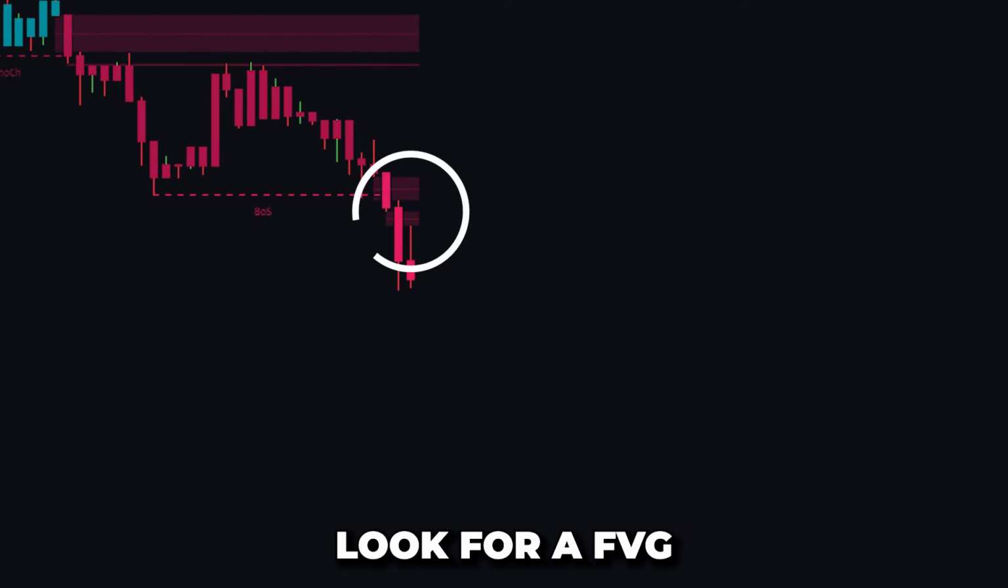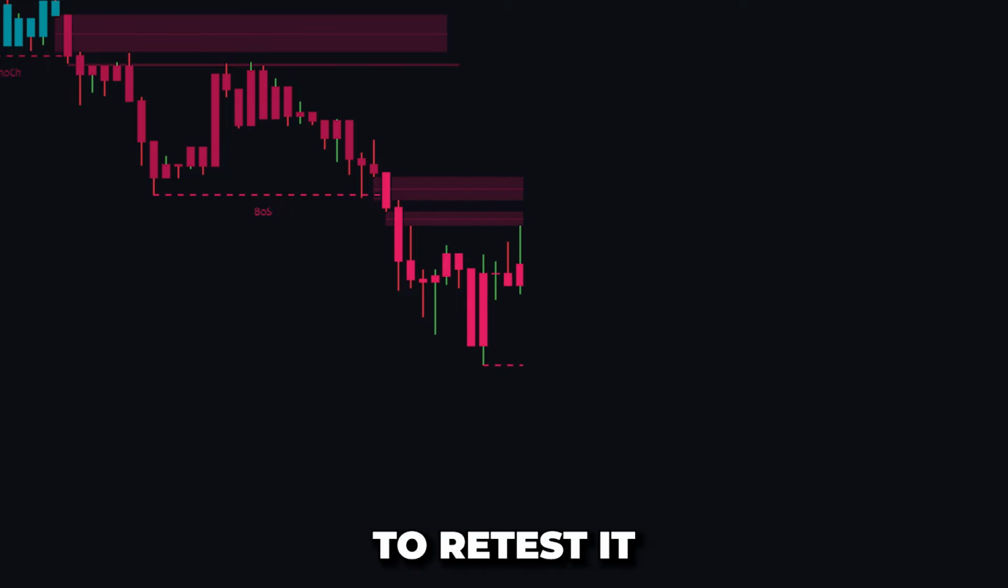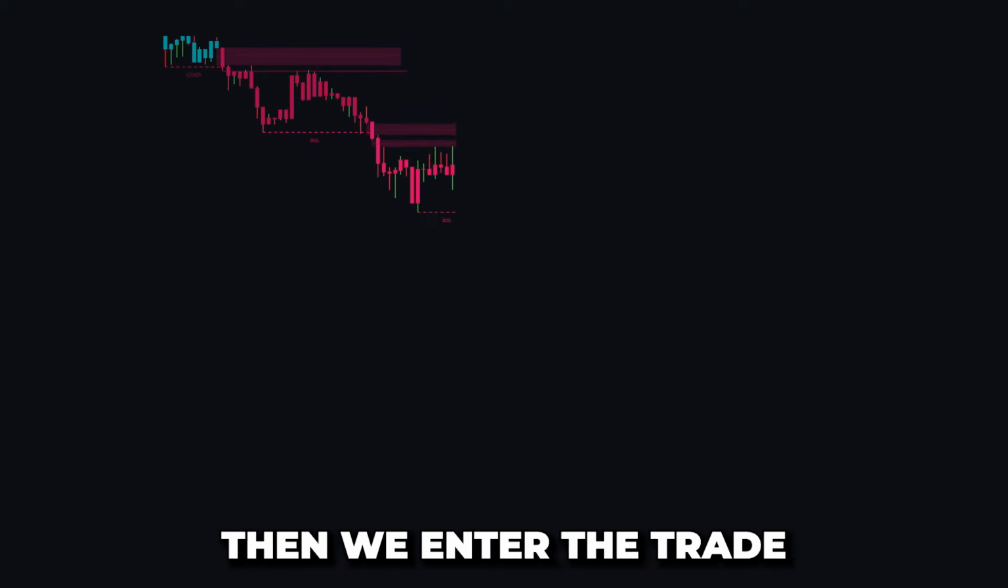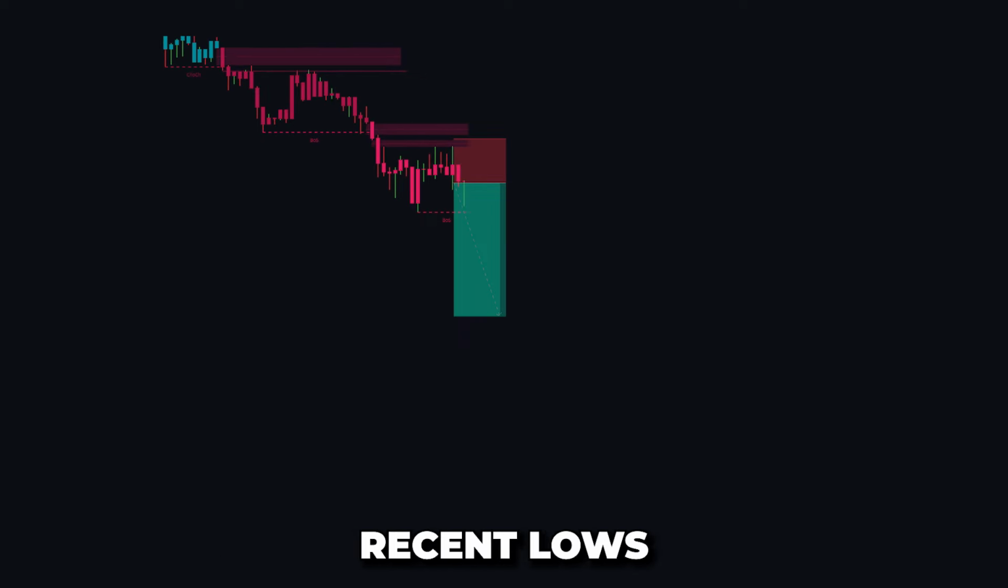For a short entry, it's the opposite process. Look for a FVG that was created after a break of structure and wait for the price to retest it and show us some bearish momentum. Then we enter the trade and set our stop loss a little bit above the FVG and target recent lows, or again, a 1-3 risk to reward ratio.